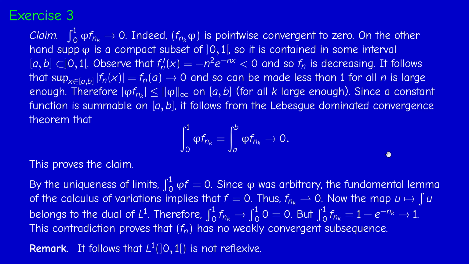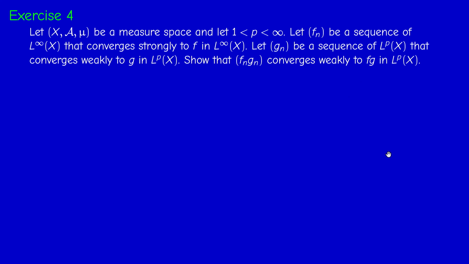So this concludes exercise 3. The last exercise, also, we asked it in the examination some years ago. So we have here an arbitrary measure space (X, μ) and a finite number p strictly bigger than 1. And we have a sequence Fn in L infinity of X that converges strongly to F, and a sequence Gn in Lp that converges weakly to G. We have to show that the product FnGn converges weakly to FG in Lp.